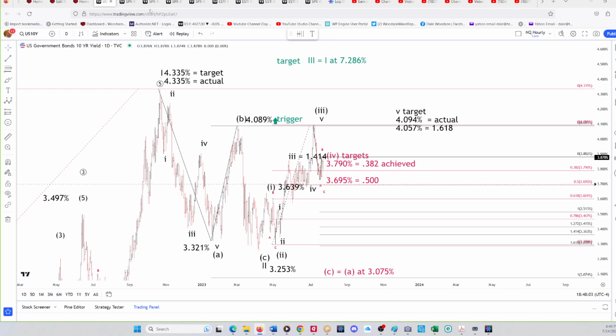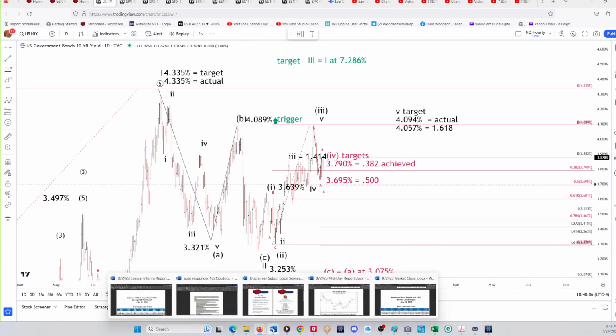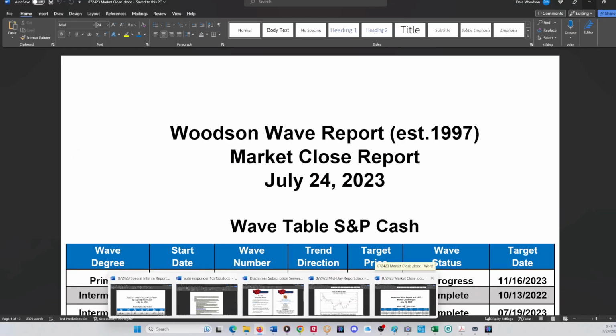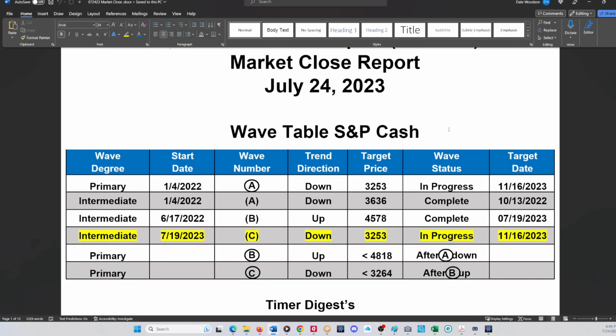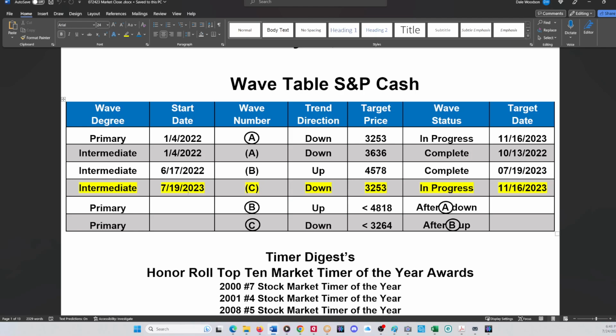Okay, let me show you guys that report again. We're kind of going back and forth here. There is the market close report. I want to show you guys, we did the midday, and that market close report is right here. By the way, as long as that 719 high holds, we're calling that B wave up complete on July 19th, 45.78. That's the cash market. We'll get into that.